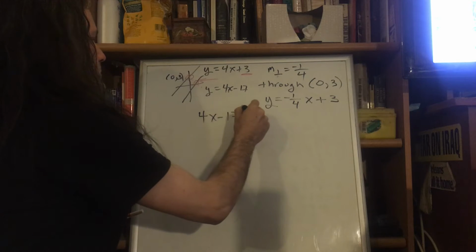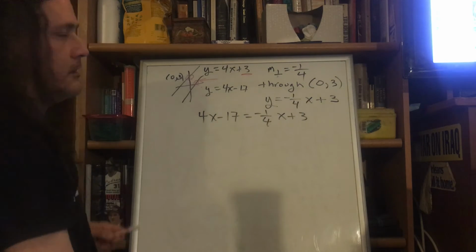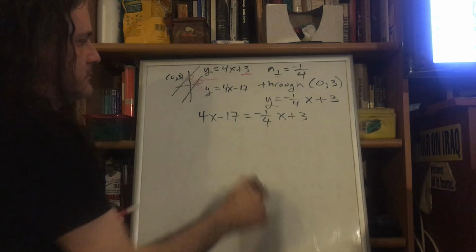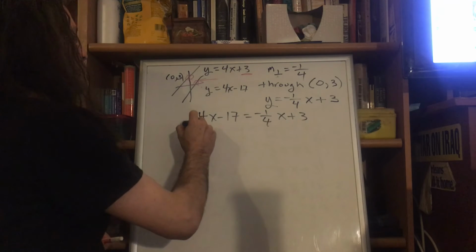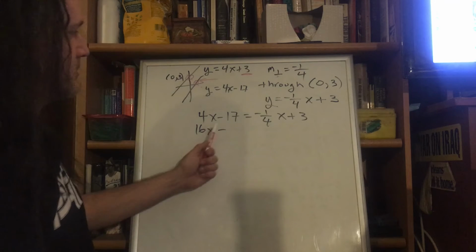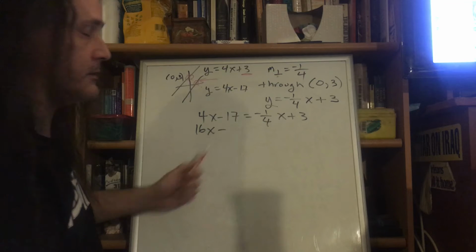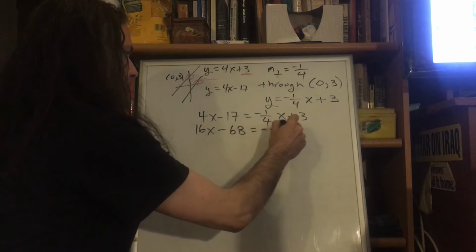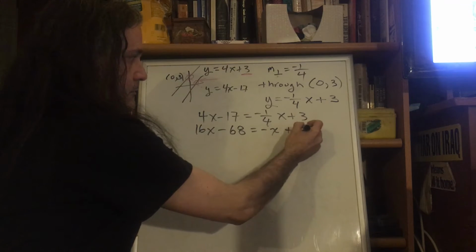So we do this. Now I'm going to multiply by 4 to get rid of this fraction, but if you want to change it to 0.25, it's not a big deal. I just want you guys to get used to fractions. So let's see, 4 times 10, 40, 4 times 7, 28, so 68. This becomes negative x, and then we're multiplying 4 again, so this is 12.